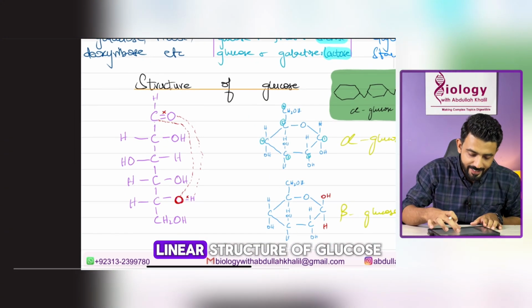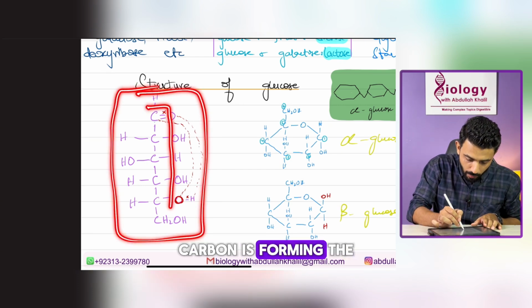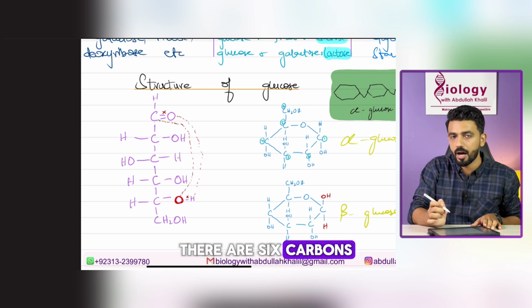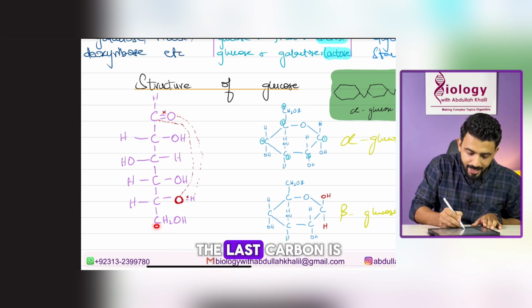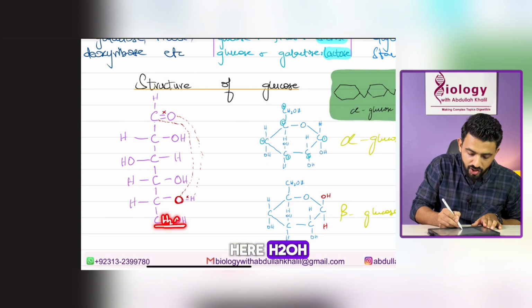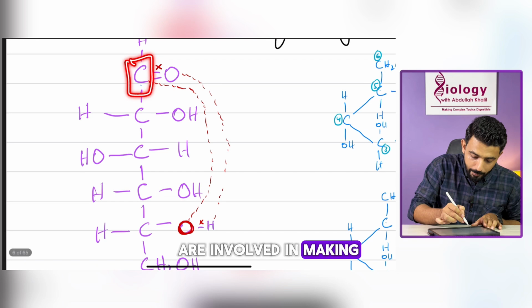Let's look at the linear structure of glucose. This is the linear structure. As you can see here, carbon is forming the central skeleton. There are 6 carbons. The first carbon has 2 bonds with oxygen, a double bond, and the last carbon is here, CH2OH. The 5th carbon and the first carbon are involved in making the ring.